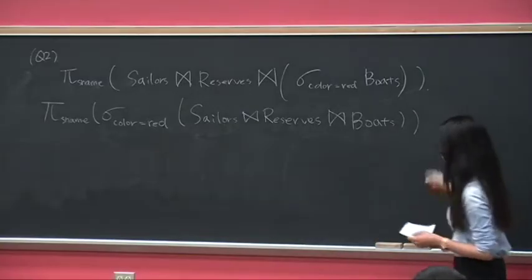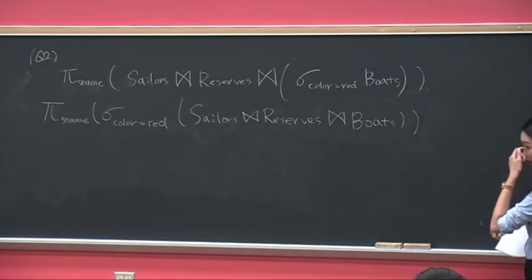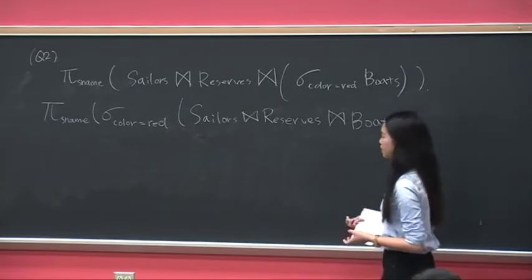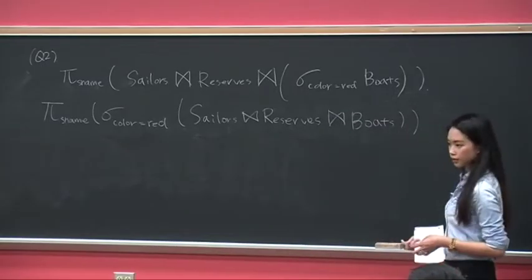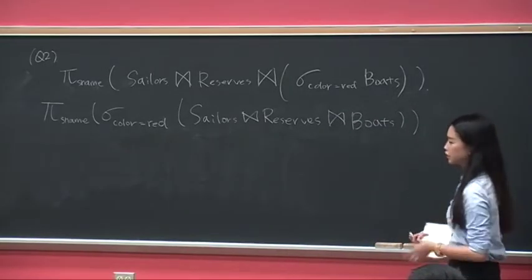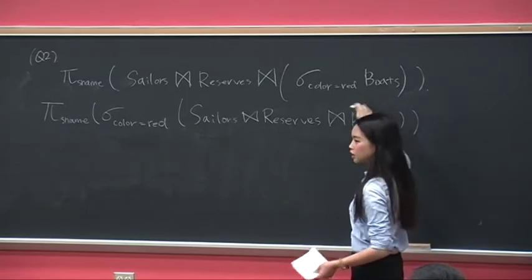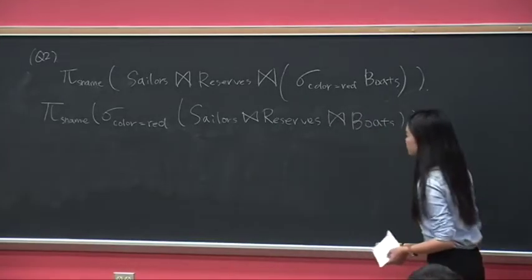Take a look at these two relational algebra expressions. Do they generate the same result? Yeah, they do, right? But which one's intermediate table is smaller? The first one, because we do selection at the very beginning, so we avoid creating huge tables when we're joining them.